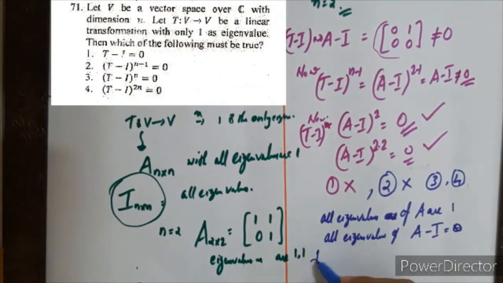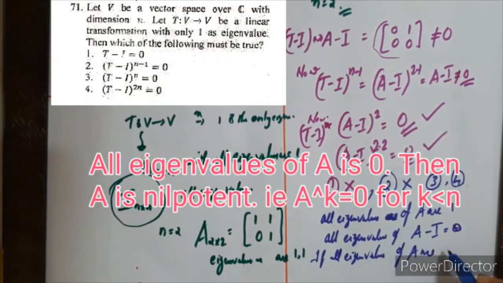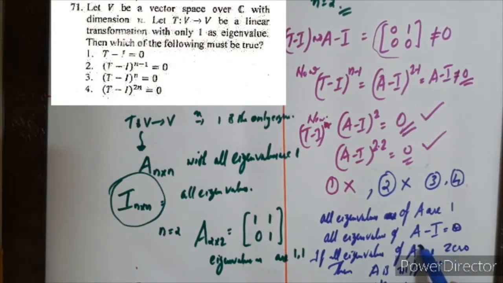If all eigenvalues of A are 0, then A is nilpotent. What do you mean by nilpotent? A raised to some k is equal to the 0 matrix. So all eigenvalues of A minus I are 0, so A minus I is nilpotent.